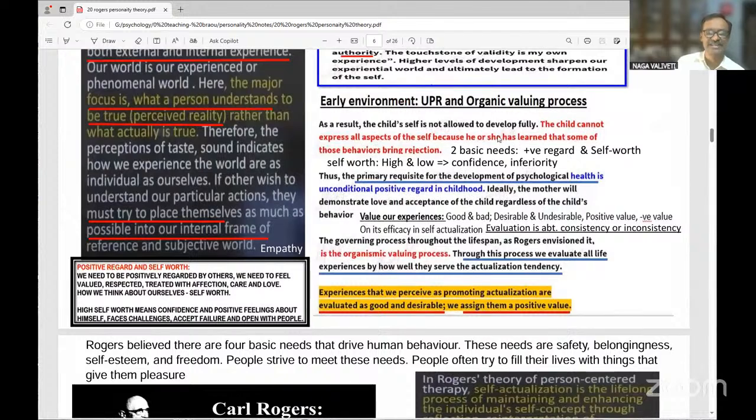So basically, initially the two basic needs are positive, unconditional positive regard, and self-worth. I am a valuable person. When mother gives him importance, then it creates a self-worth in him. This is what he says. Then it creates your confidence or inferiority depending on how mother is giving value to you. This is what self-worth is. Self-worth includes how you value yourself and your self-esteem also, as per Rogers.